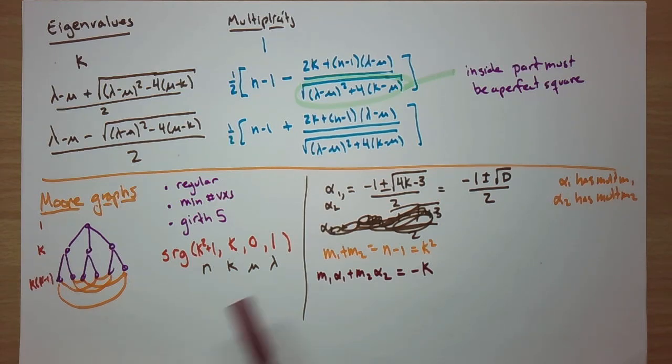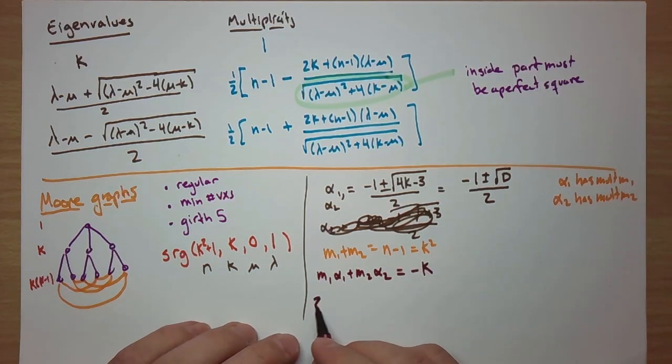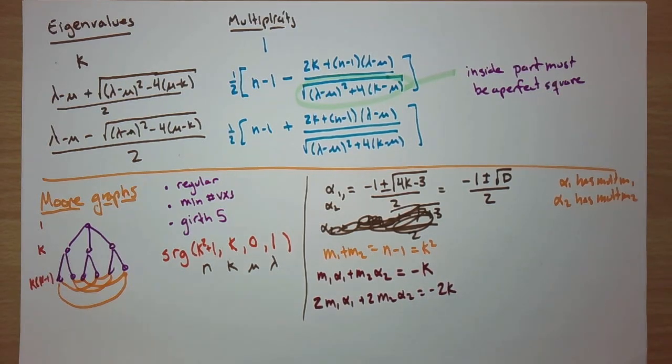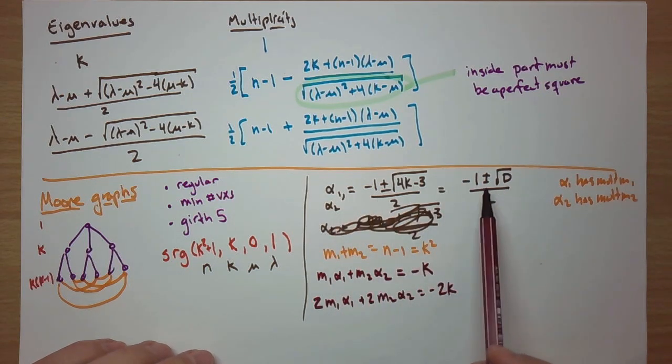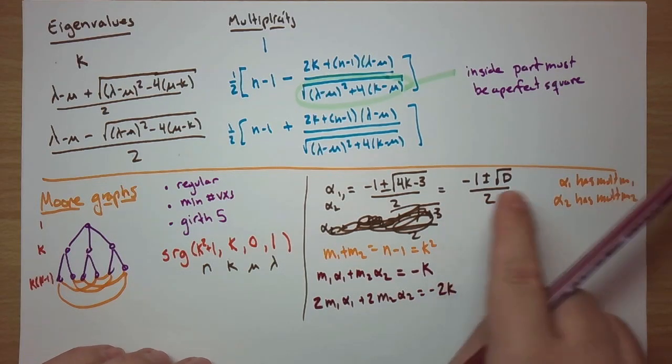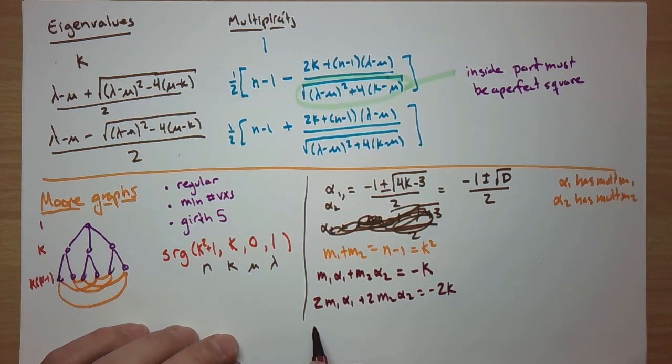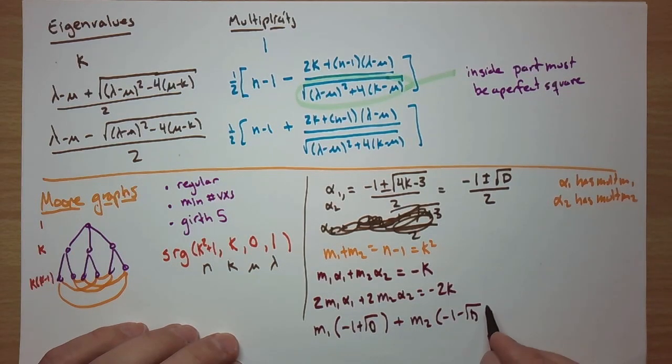Well, you notice that our alphas have 2's. Those aren't nice. So let's double this. Aha. So it turns out that 2 m1 alpha 1 plus 2 m2 alpha 2 is minus 2k. True story. Now, we can replace our alpha 1 by, well, 2 alpha 1 is minus 1 plus root d, and similarly 2 alpha 2 is minus 1 minus root d. So, m1 times minus 1 plus square root of d plus m2 times minus 1 minus square root of d is equal to minus 2k.